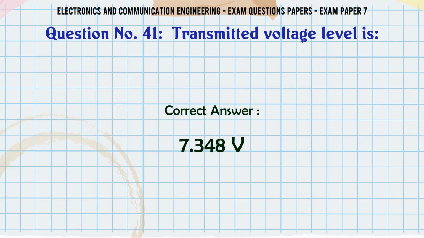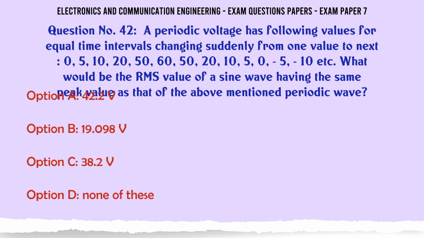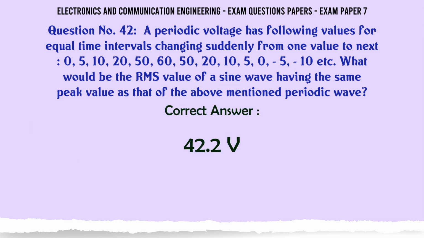7.348 V. A periodic voltage has the following values for equal time intervals, changing suddenly from one value to the next: 0, 5, 10, 20, 50, 60, 50, 20, 10, 5, 0, 5, 10, etc. What would be the RMS value of a sine wave having the same peak value as that of the above-mentioned periodic wave? A, 42.2 V; B, 19.098 V; C, 38.2 V; D, none of these. The correct answer is 42.2 V.